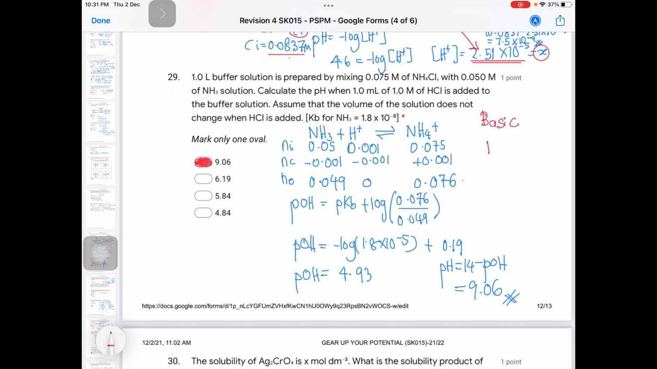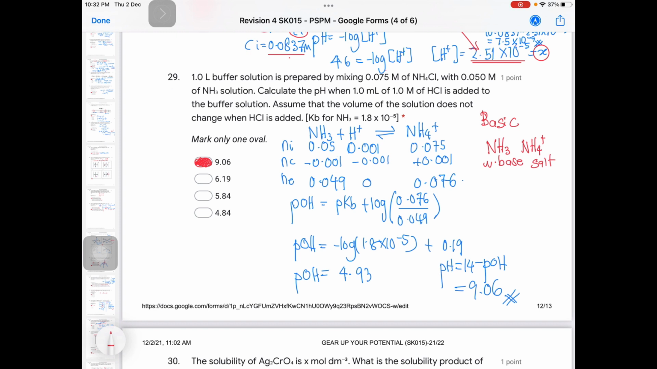Okay, this is a basic buffer solution, where we mix a weak base with its salt, NH4+, ammonium chloride. So this is the salt, and this is the weak base, ammonia, plus H+. Why do we take ammonia? Because when we add HCl, HCl is an acid, so the acid will react with the weak base. Acid with weak base, we get ammonium NH4+, which is 0.05 plus 0.001 produces 0.075.